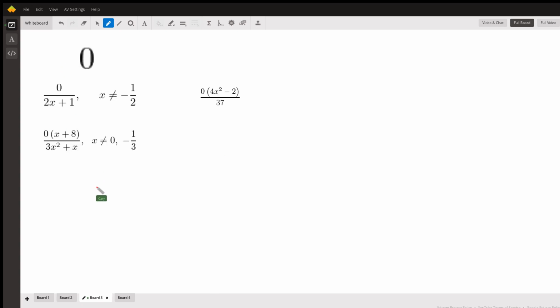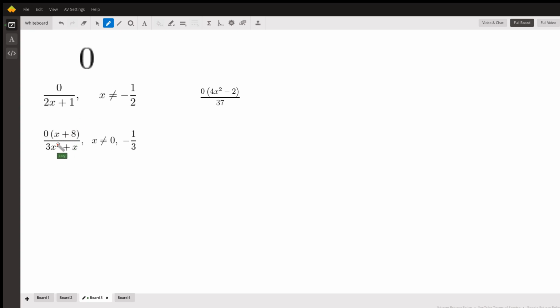Now, on this next screen, I believe your teacher wanted us to find rational expressions that are equal to 0. And for a rational expression to be equal to 0, you just need to have a 0 on the top, or the numerator needs to be equal to 0. The denominator doesn't matter, except that it should not also be 0. 0 divided by 0 is undefined. So as long as this isn't 0, we're going to be fine. As long as x isn't -1/2, then this denominator won't be 0.